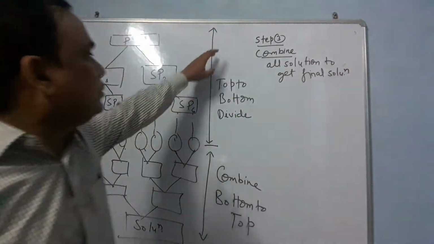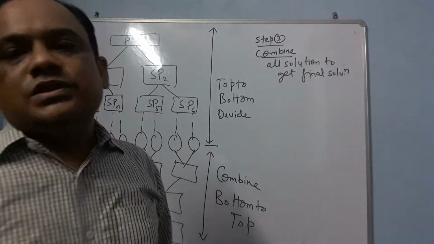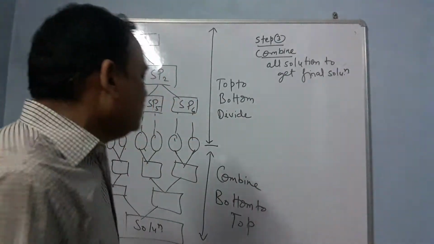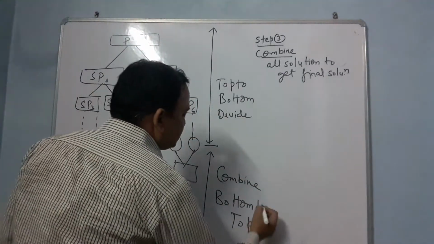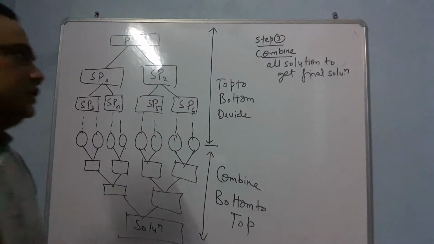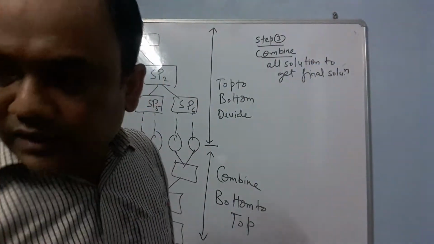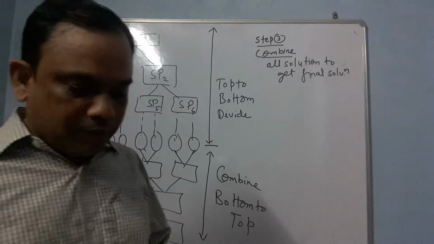So this is the top to bottom approach, and this is the bottom to top approach, a bottom up approach. This is called the bottom up approach. Okay, bottom up to top approach. It is a concept of the divide and conquer approach. With the help of a numerical, I will explain it.